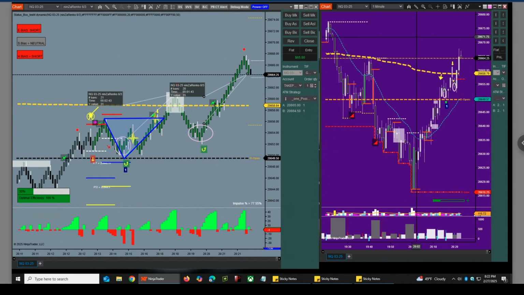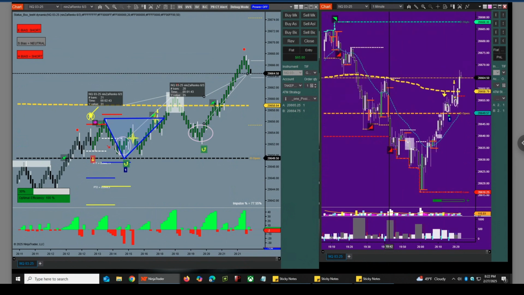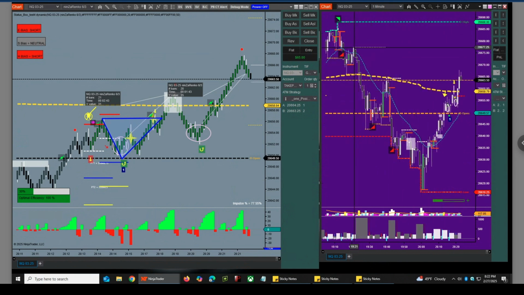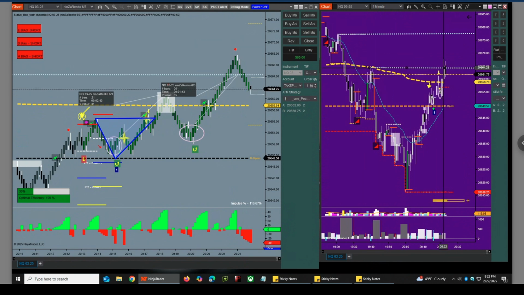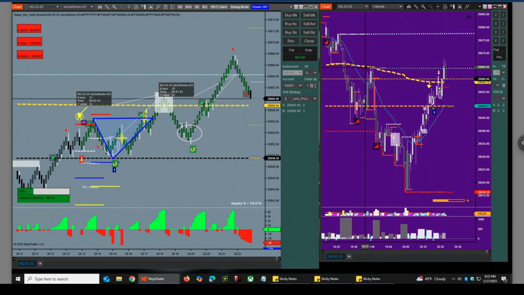Now, the time bars I always like to use for locations. I like to see where price is being rejected. That's what that is right there. This is a nice supply area right here. Actually, we just crossed it. Look at that. This is a nice supply area.